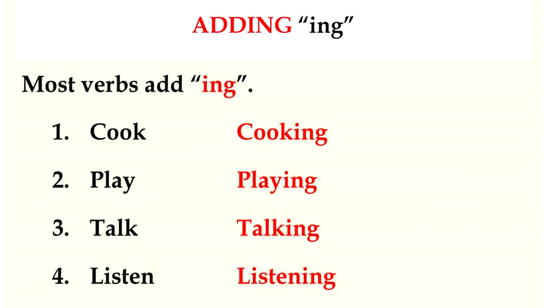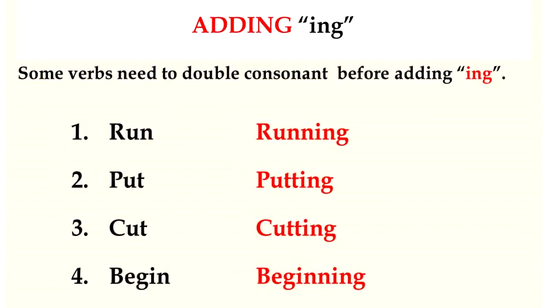Okay. But for some verbs, we have to double the consonant before adding ing. For example, run to running. So run, then double the n and add ing. We have to double one more n. And number 2, like put to putting, cut to cutting, begin to beginning. Okay, beginning.